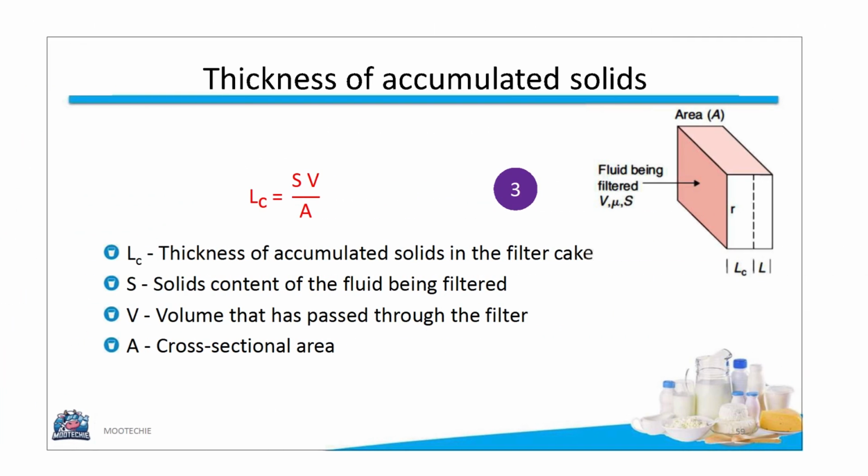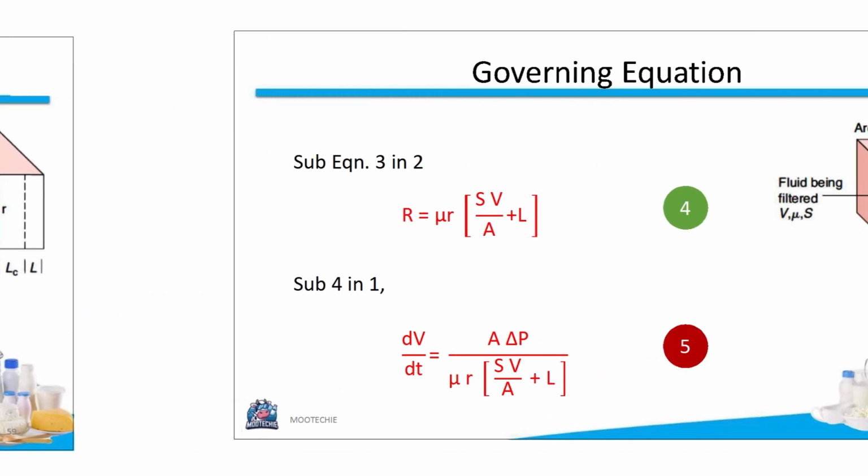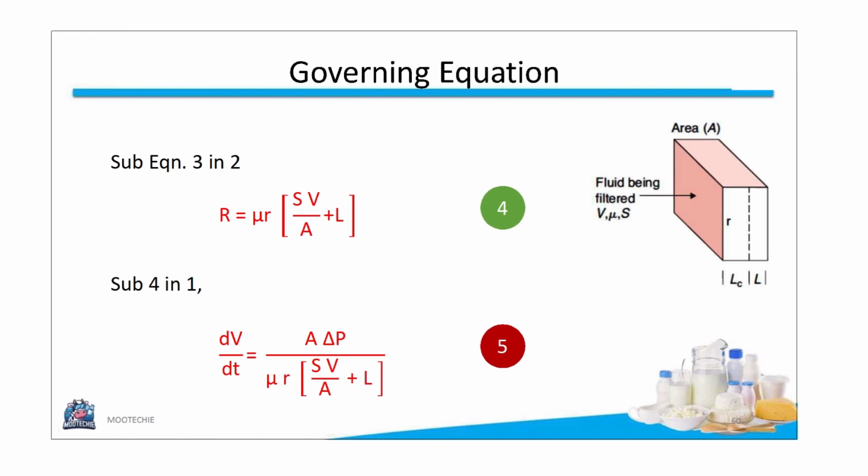The thickness of the accumulated solids, L_C, can be calculated. It is equal to the solids content, S, times the volume that has passed through, V, divided by the cross-sectional area, A. By substituting this expression for L_C into the resistance equation, we get R equals μ times R' times the quantity SV over A plus L. Substituting this new R into the rate equation gives us our governing equation. dV/dt equals A ΔP divided by the quantity μ times R' times the quantity SV over A plus L.